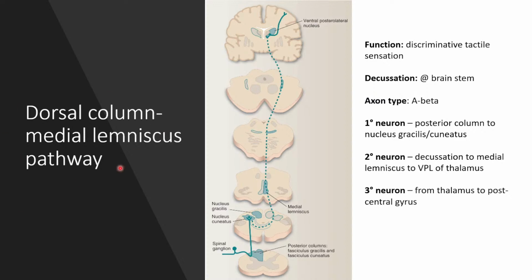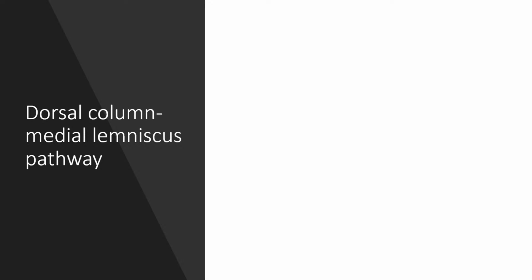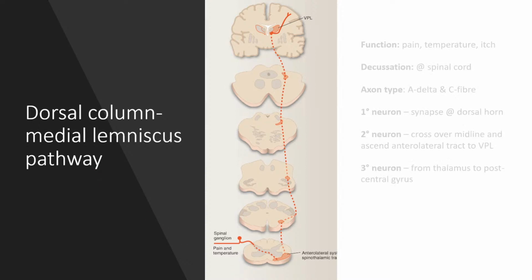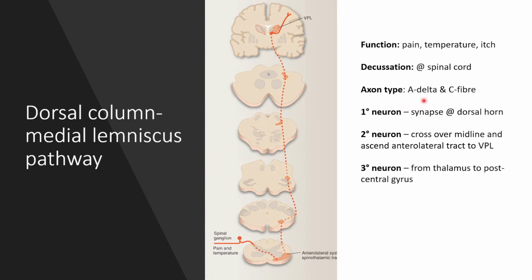So that's the dorsal column pathway. Then what we have, this is not the dorsal column, this is the spinothalamic tract. And what happens here is something similar. It's a different axon type. It's an A delta C fiber. So these are less myelinated. And they respond to pain, itch, and temperature. And the decussation occurs at the spinal cord.